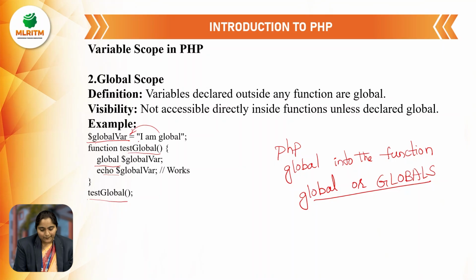So here, one point to remember is that the global variable's scope is outside of the function, and it is also accessible inside, but only with the help of the global or globals keyword. The global scope is not accessible directly inside the function unless declared global. Variables declared outside any function are global. And this is about global scope. So global variables are accessible inside the function with the help of the global or globals keyword.